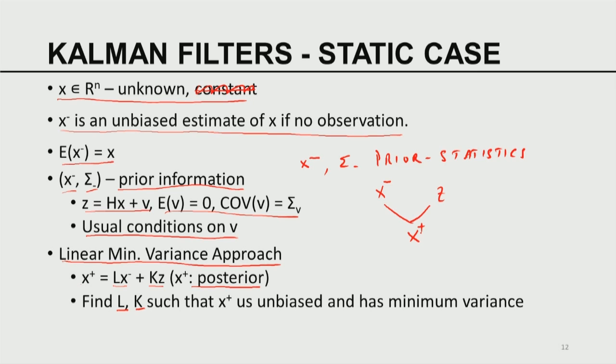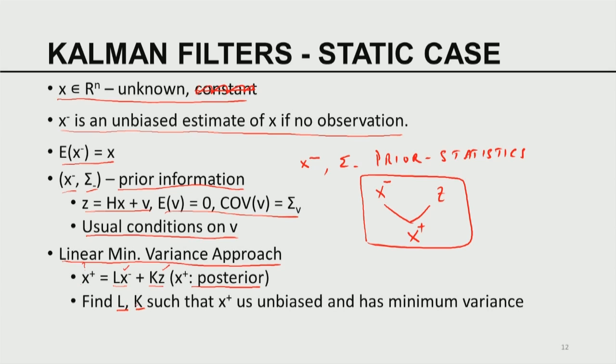I'm going to again remain within the linear minimum variance estimation as done by Kalman. So I'm going to insist on X plus being a linear function of the prior and the observation: X plus is equal to L X minus plus KZ. So that is the posterior structure. Now prior is given, observations are given. I would like to be able to find X plus.